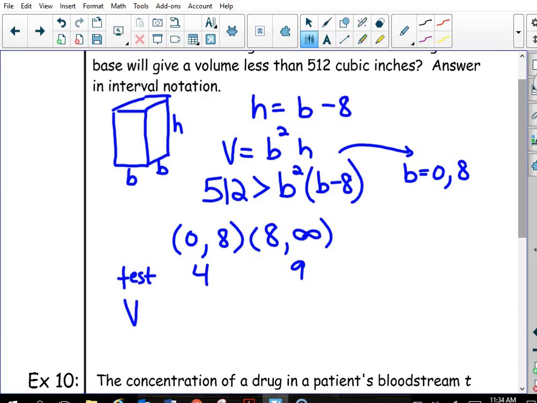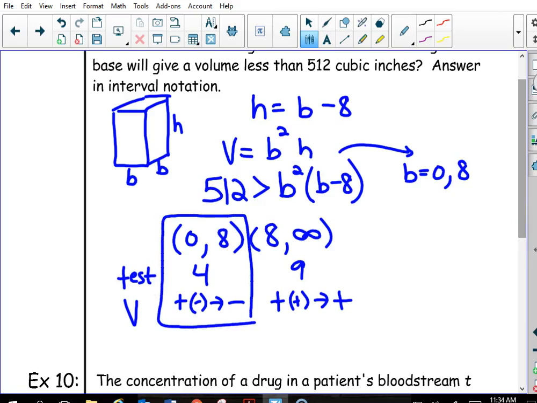So if I plug in a 4, I get 4 squared, which is positive. It's really the 4 minus 8 that's going to go negative, so I get a positive squared, which is still positive, times a negative. Gives me an overall negative. And if I plug in a 9, I'll get a positive squared times a positive, which gives me an overall positive. Okay, so where is it going to be less than? It's going to be in that interval. And good, they asked for interval notation, so there's my answer, and we're done.